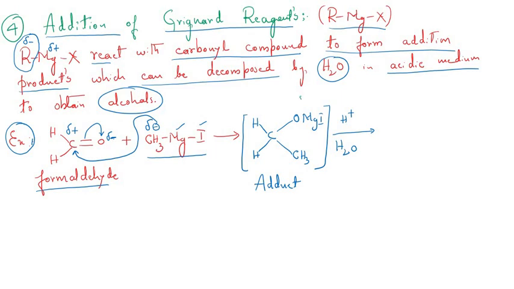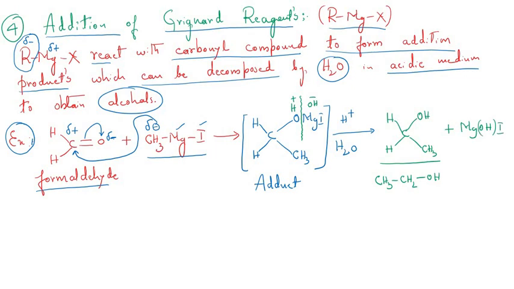the bond is going to rupture here. Here we are adding one H+ and here the OH-. So we can see the product formed: two hydrogen, then OH, then CH3. You can analyze this part now. This is nothing but an alcohol. It is CH3, then CH2, then OH. It is a primary alcohol, right? And the side product is magnesium hydroxyiodide. So one has to remember that if I take formaldehyde, it will always give a primary alcohol, and that is nothing but ethanol.